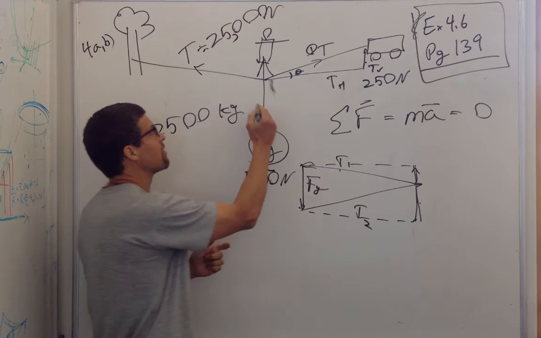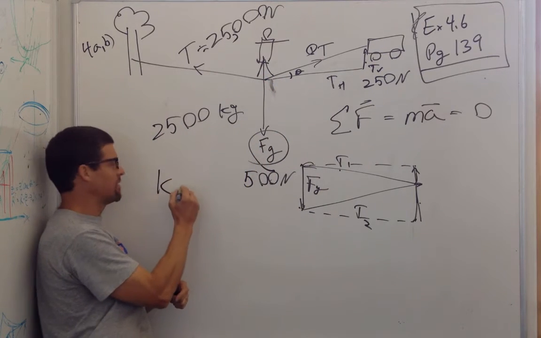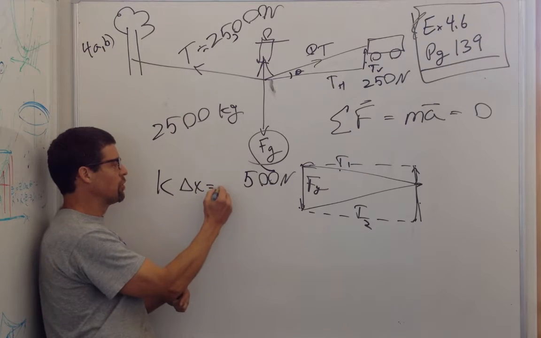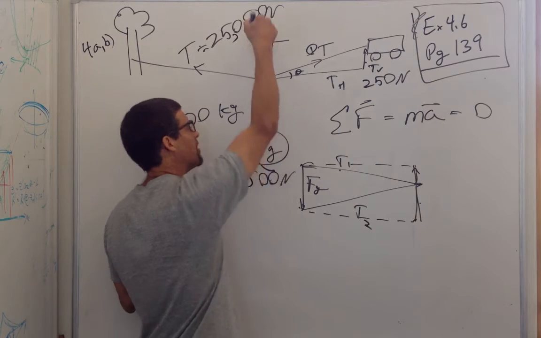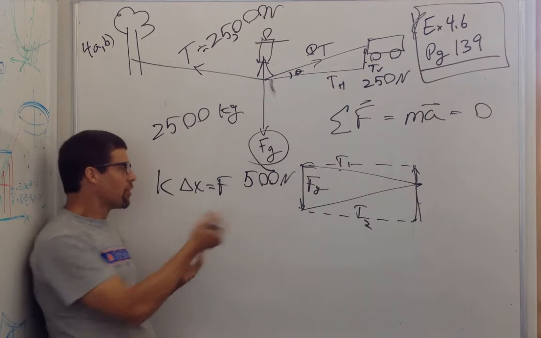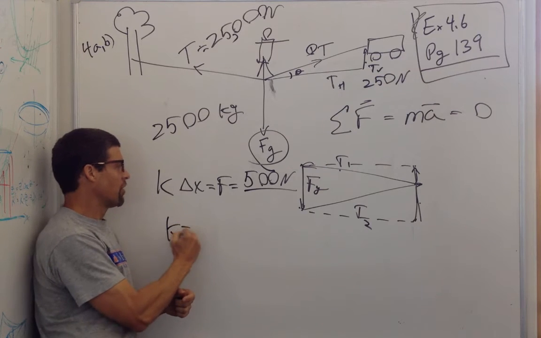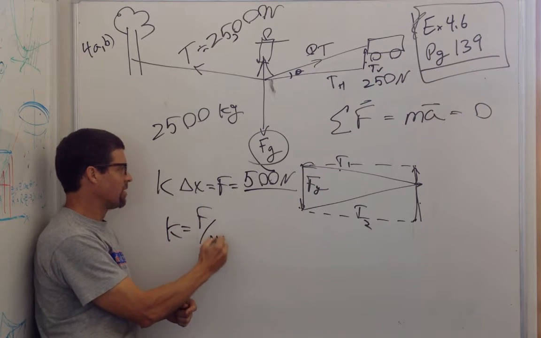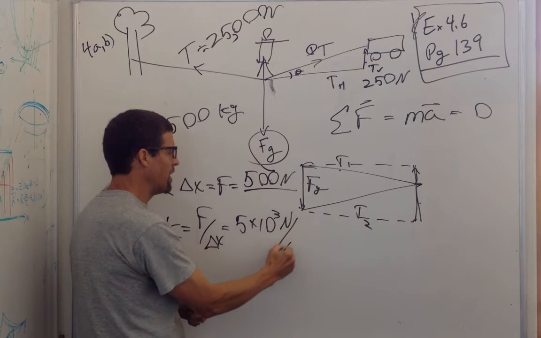If we were to model this as a spring, we could find the spring constant, because the spring constant times delta x is equal to the force. And in this situation, the force of the spring up must be equal to the force of gravity. So the force on the spring is 500 newtons. And so k is going to equal that force divided by delta x, which is just 5 times 10 to the third newtons per meter.